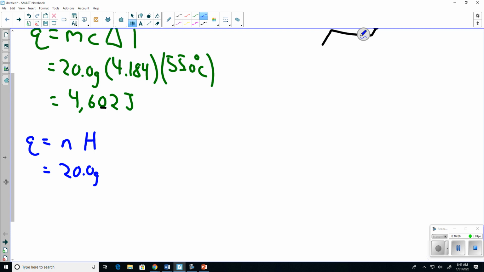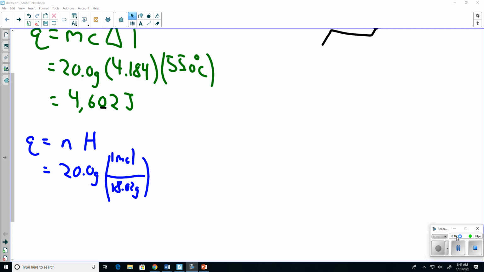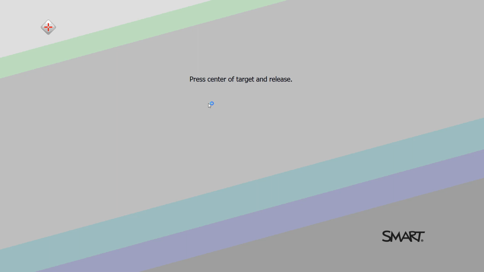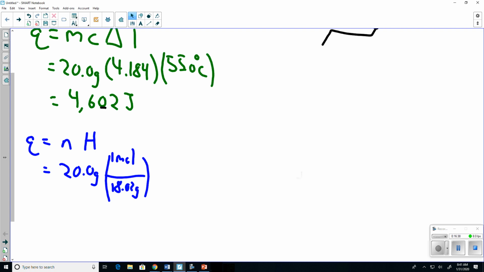I have 20.0 grams. I have 1 mole for every 18.02 grams. Okay, I got to pause this for a second. This thing is just out of whack. It's tough writing in one spot and seeing it all showing up in another. Okay, so if Caitlin watches this later, she can watch me adjust the smartboard. Great.